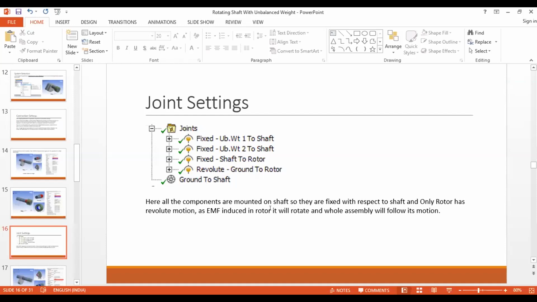The same thing happens in real life: the EMF induced in the rotor will try to rotate the shaft, and the shaft will try to rotate the unbalanced weight, and that's how the whole process goes on. So it's the same as the real life application, and that's how we should follow the joint settings as the real life application follows.